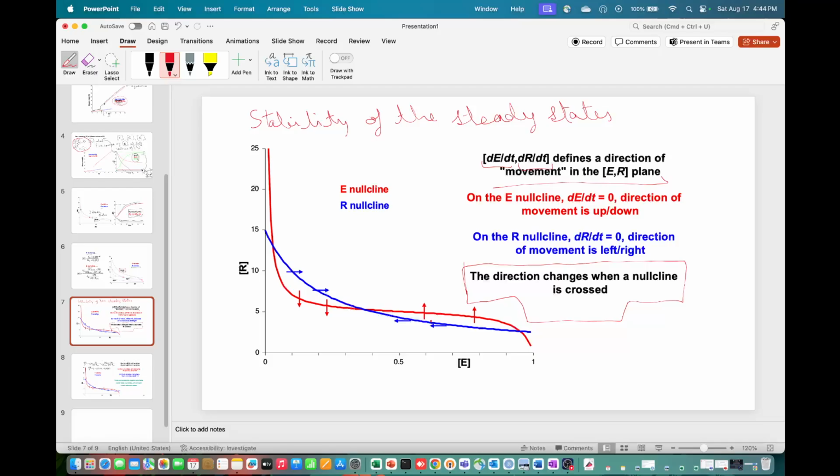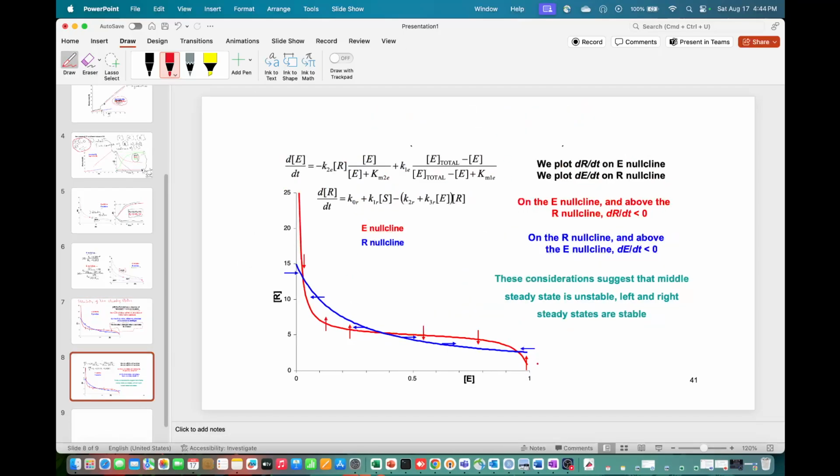If you cross this nullcline and move somewhere here, the direction will change, as we have seen from the stability analysis, because the slopes there will not be the same as the slopes here. So your stability will change definitely, right? Now if you draw the whole nullcline and all the stability, with your dE/dt and dR/dt, this is how your steady state looks. For this particular value of S, you have 3 steady states, 1, 2 and 3.